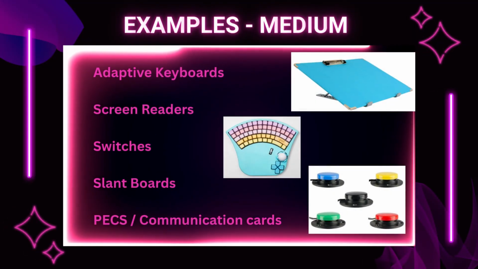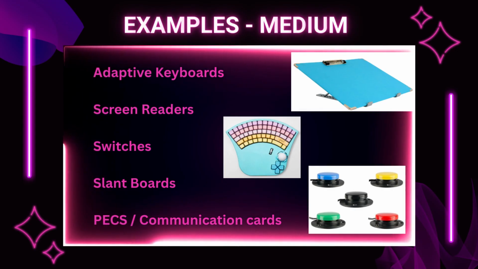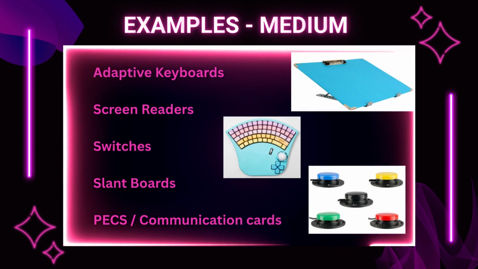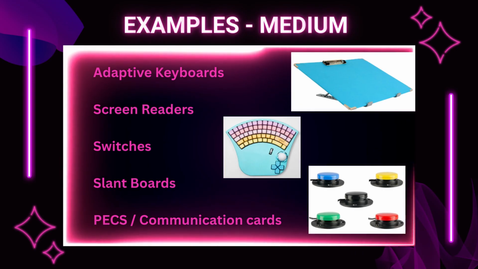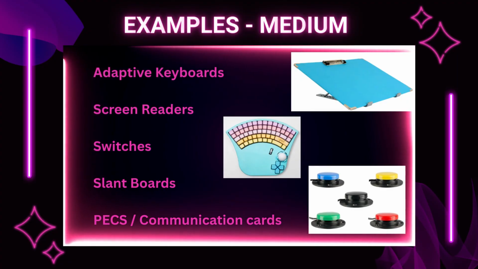Medium tech examples can include adaptive keyboards, screen readers, switches, slant boards, and PECS cards or other communication boards. These tools often bridge the gap between physical ability and communication.